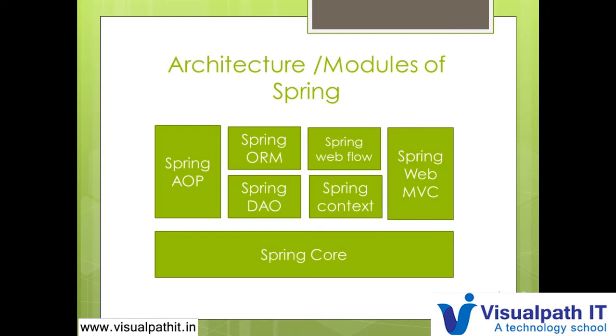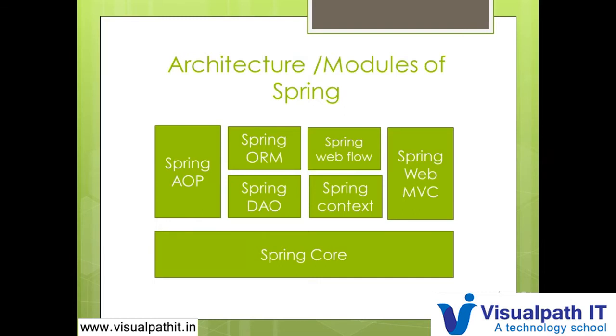And now let's come to the modules of Spring, or the architecture of Spring. As we can see in the diagram, Spring basically has these modules: Spring Core, Spring AOP, Spring ORM, Spring Webflow, Spring DAO, Spring Context, and Spring MVC. So one by one we can go through them. First is the Spring Core.